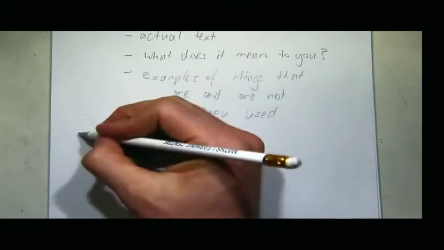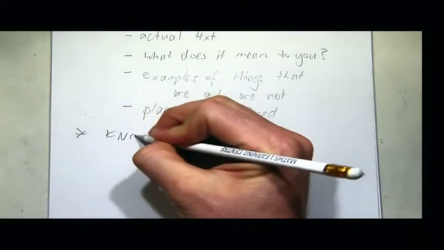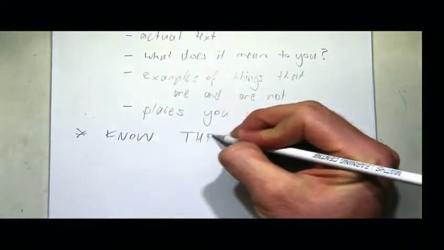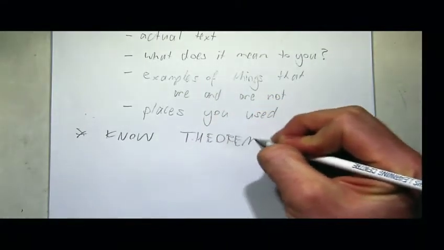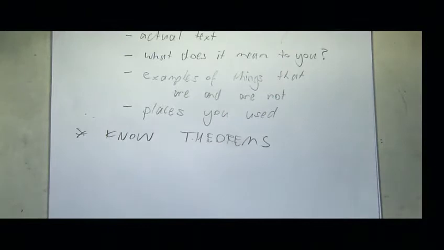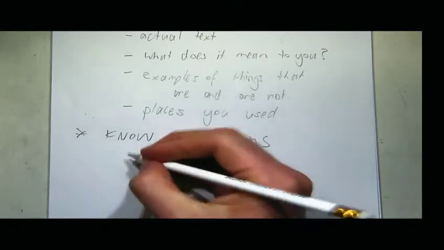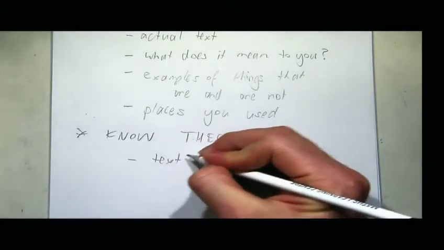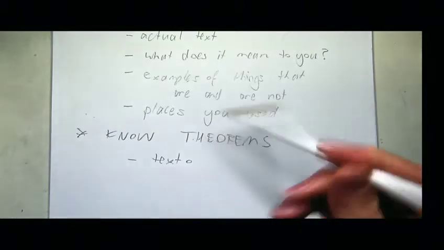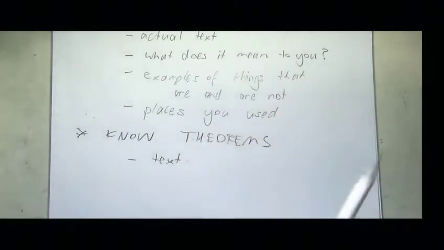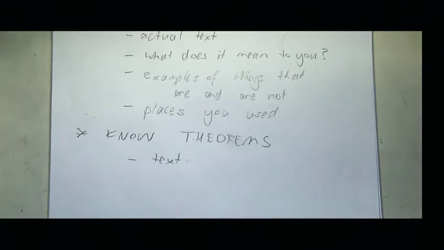And you also have to know your theorems. To know a theorem, sometimes you have to know the proof, but you need to know the actual text of the theorem. You know, it says if blah blah blah, then. You need to know what sort of objects the theorem is about.